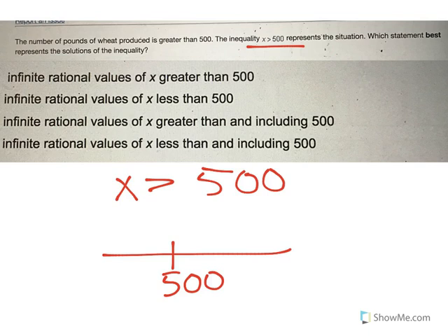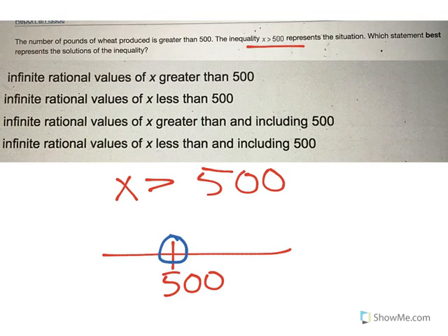Well, do I have an equal line underneath it? I do not. Therefore, it's going to be open. I'm going to write this in blue. It's going to be open because it can't be 500. So then I have to ask, is my graph going to the right or left? It doesn't matter which way the inequality is pointing.